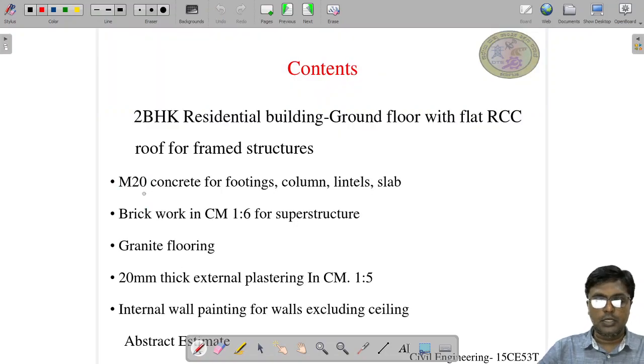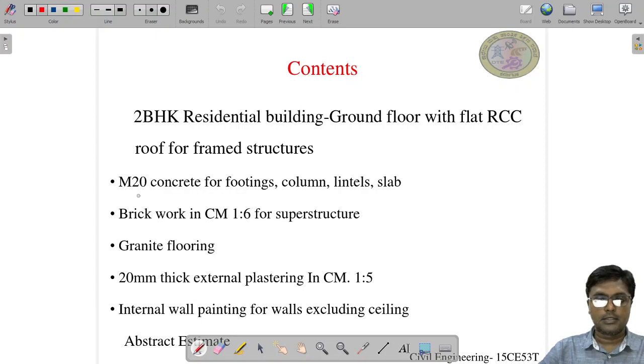In the previous session, which is session number 25, we had discussed a 2 BHK residential building, which is a flat ground floor with flat RCC roof for frame structure. In session 25, we had discussed earthwork excavation, PCC bed concrete and size stone masonry.